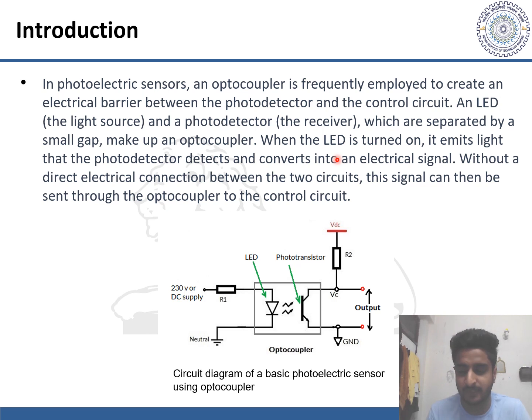However, if there is an object between the LED and the detector, it disrupts the light, and this is conveyed to the control circuit to take further actions, which we can decide depending on how much light our photodetector is detecting and what the conditions in the circuit are. Hence, without a direct electrical connection between the two circuits, this signal can be sent through the optocoupler to the control circuit. This is how we couple two independent circuits together without having a direct connection between them.